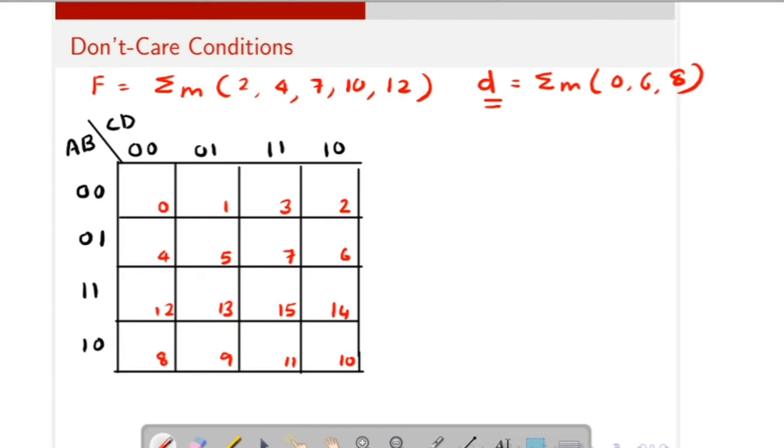Then mark the minterms. So here 2, 4, 7, 10, 12. Then mark X for the don't cares: 0, 6, 8. Next we can do the grouping. The first group is this quad. The second group is again a quad like this, the corner elements.